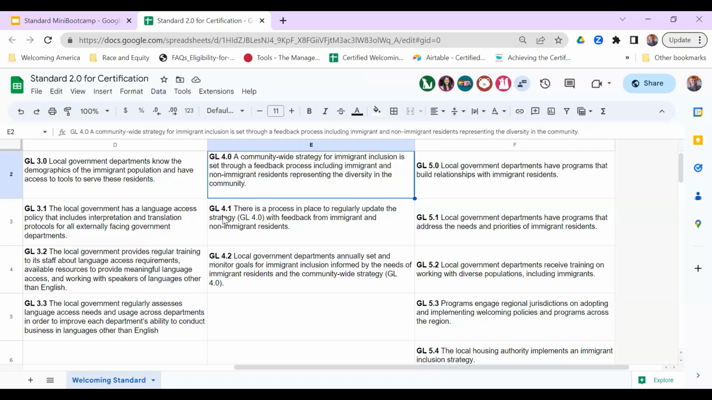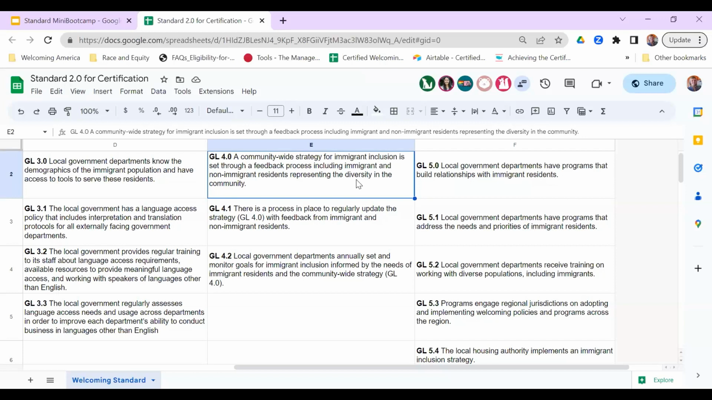So for 4-star, it's a community-wide strategy for immigrant inclusion is set through a feedback process, including immigrant and non-immigrant residents. So here, community-wide strategy, community plan. This is the big lift.